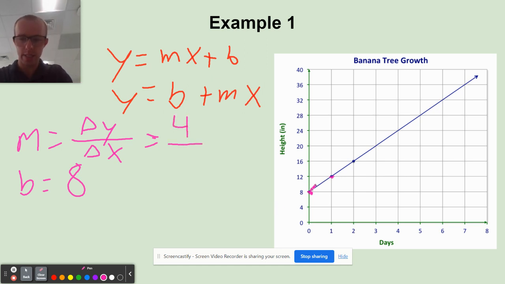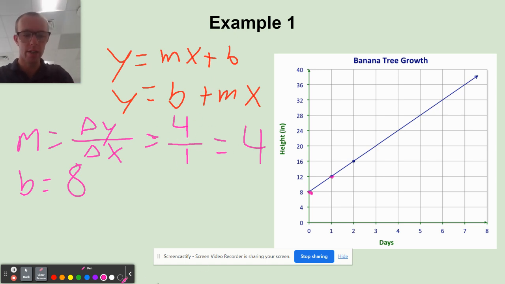Okay. How much do we change on the x? Right here, this is the x-axis. We go from 0 to 1. That's 4 over 1. 4 over 1. That's the slope. That's the rate of change. Every day it goes up 4. This can be simplified to just 4 if you want, because 4 divided by 1 is 4. Or you could leave it as this.